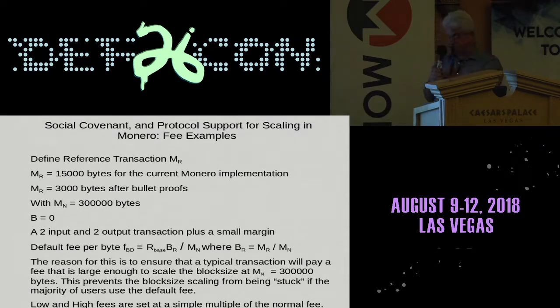And it avoids this issue of it being stuck. What can happen is nobody would create it, and so you have a massive growth in the TX pool, but nobody's actually using the scaling because they're not paying enough of a fee. That's how the default fee in Monero is set. It is determined by the ratio of a typical transaction to the minimum effective block size, this minimum amount of 300,000 bytes. The low and the high fees are then a simple multiple of the normal fee. So that's where the penalty effectively determines the fee per byte and the fee that you pay.